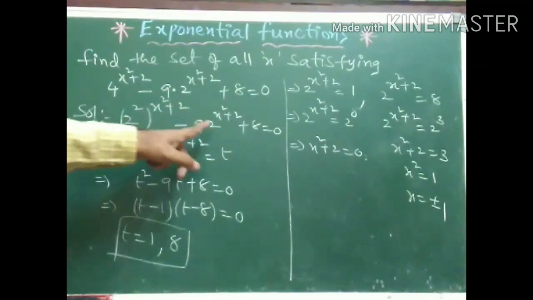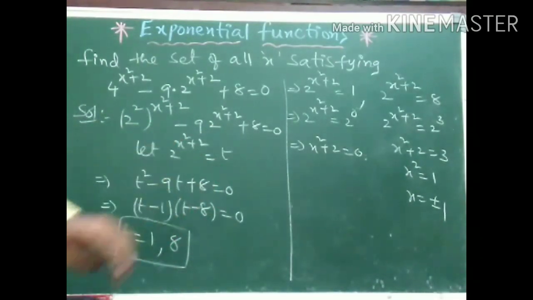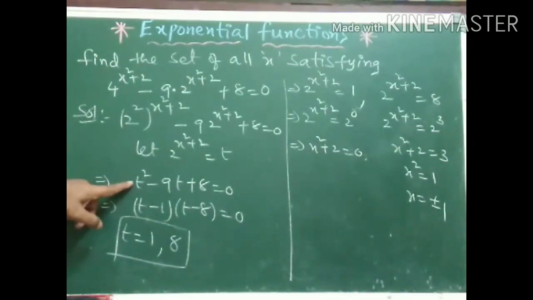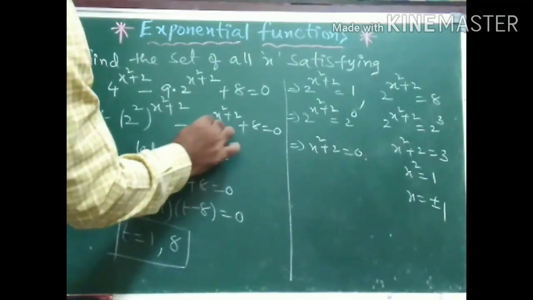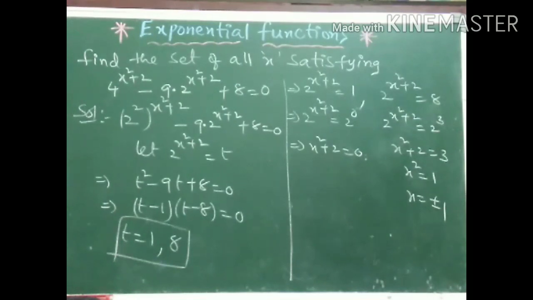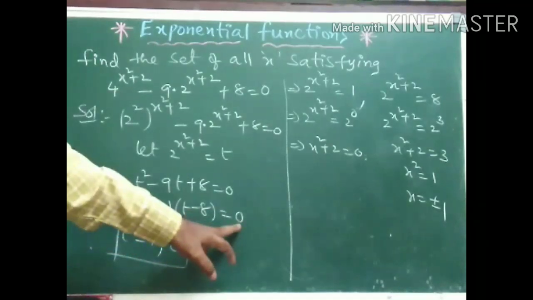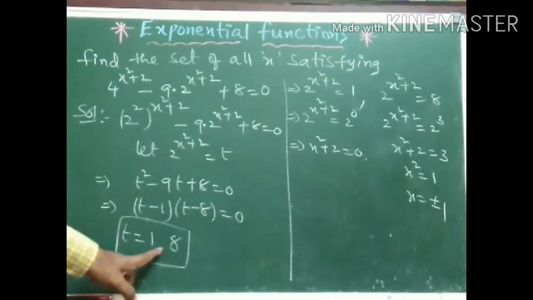Hence the term which is common can be treated as say some k or t. Now if you replace, this is finally t square minus 9 into t plus 8 is equal to 0. As usual a quadratic one, and the factors are (t minus 1) and (t minus 8). So on equating to 0 we get t values are 1 comma 8.